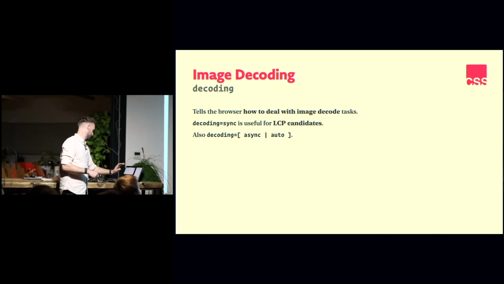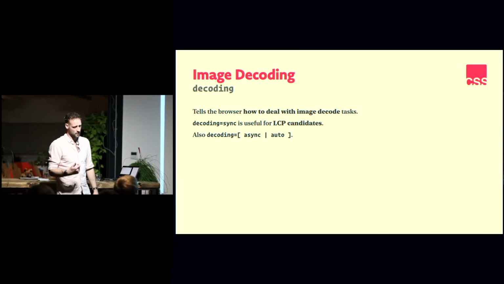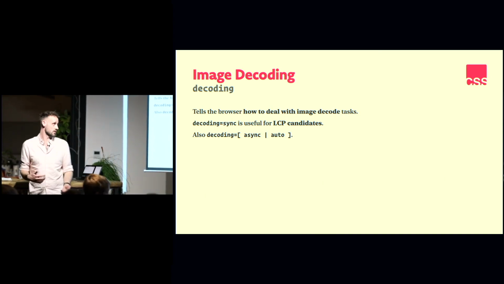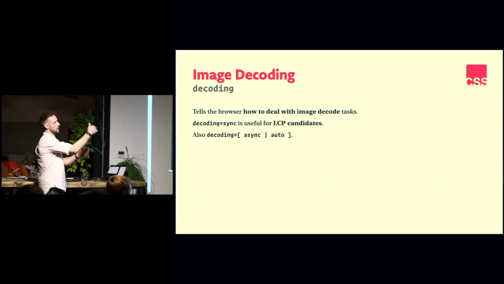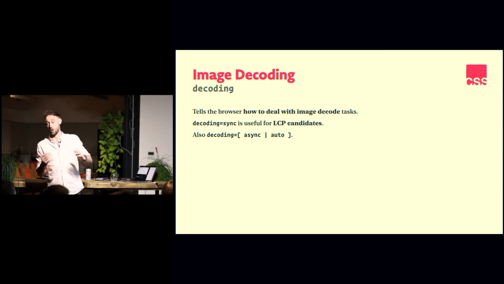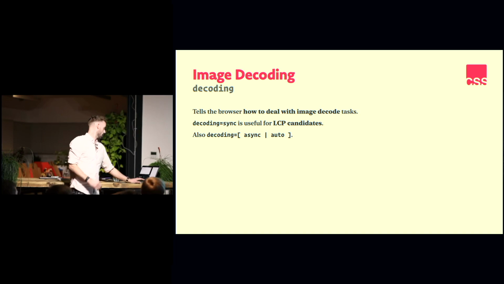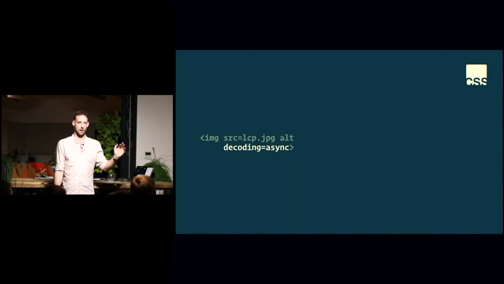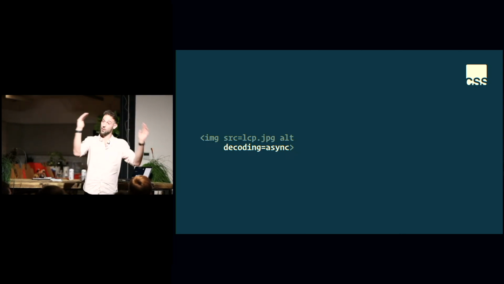So I ran a little test, a little experiment. What you can do is tell the browser how to decode images. Does it do it asynchronously or synchronously? So we've got decoding equals sync, async, or auto. Again, auto is redundant because it just means do whatever you were going to do in the first place. Dead simple. Decoding equals async is going to be the one that allows the browser to render content around the image.